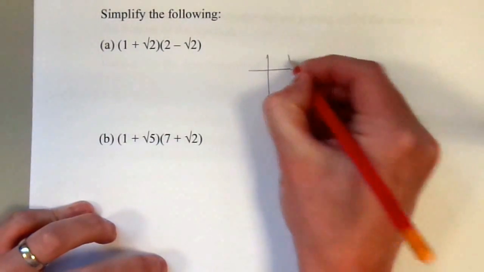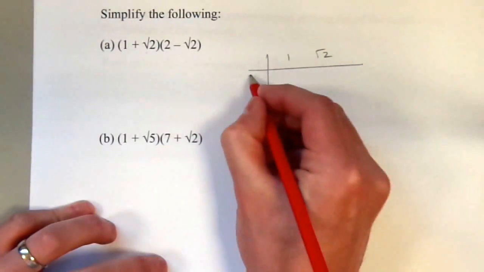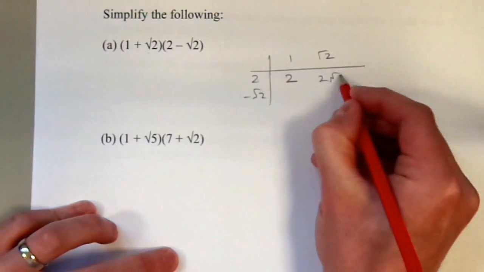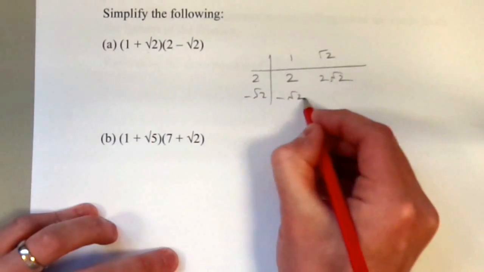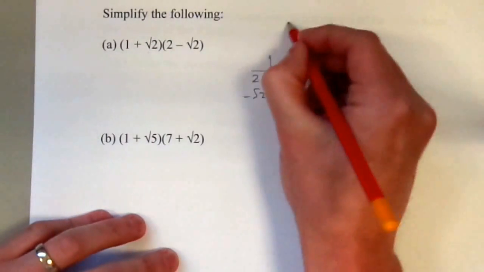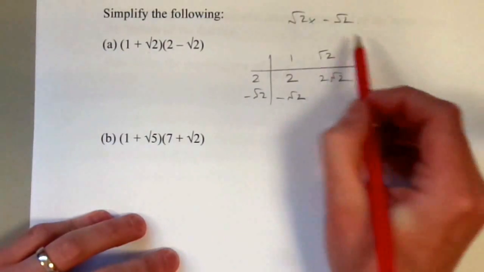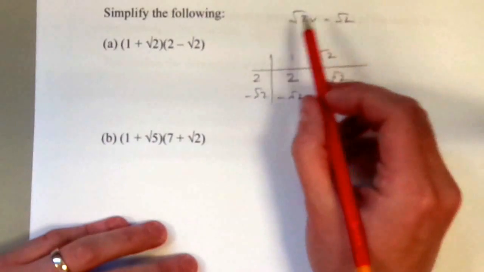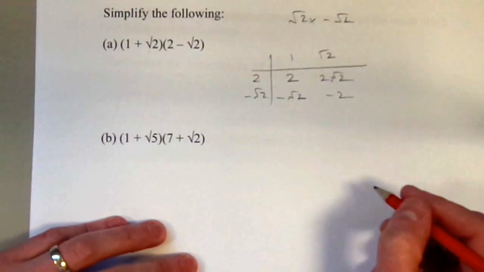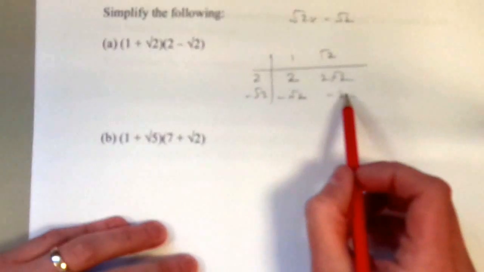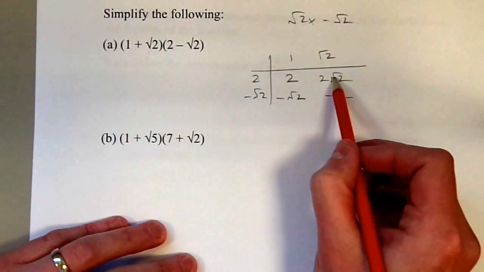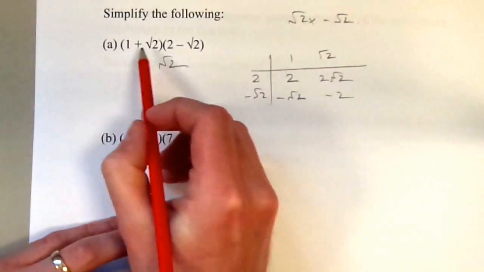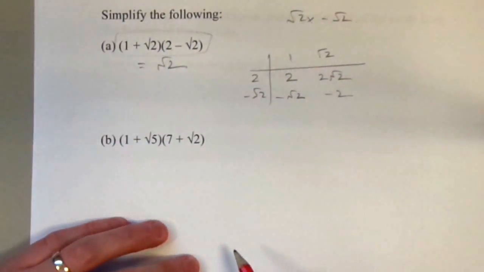Right. 1 and root 2 in this bracket, 2 and negative root 2. 2 times 1 is 2, 2 times root 2 is 2 root 2. We've got 1 times negative root 2, and then we've got root 2 times negative root 2. Root 2 times root 2 is root 4. Root 4 is 2, and a positive times a negative is a negative. So now we can collect together the whole numbers. 2 take away 2 is nothing. Then we've got 2 lots of root 2 add negative 1 lot of root 2 is 1 lot of root 2. So this simplifies to that.